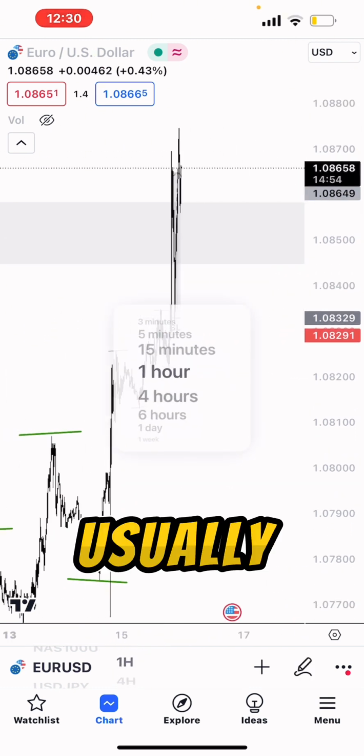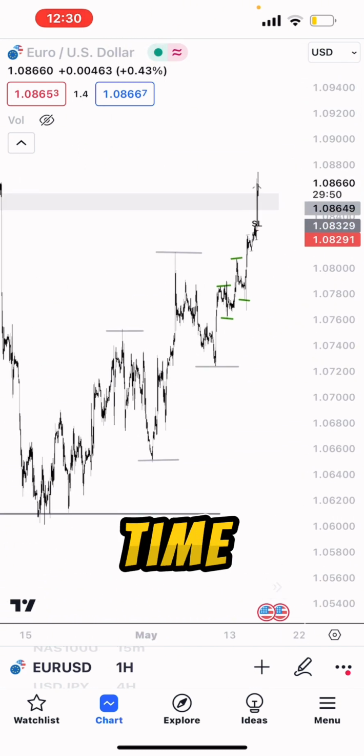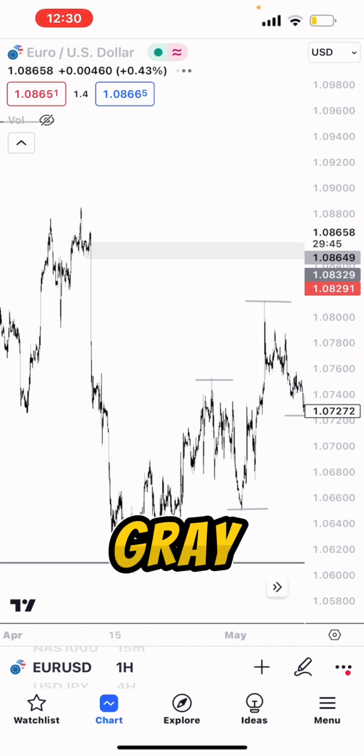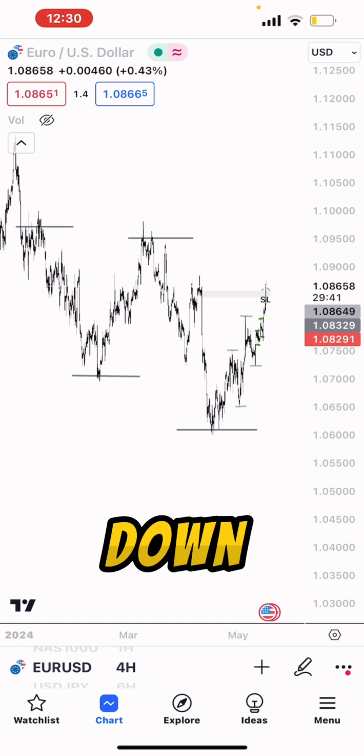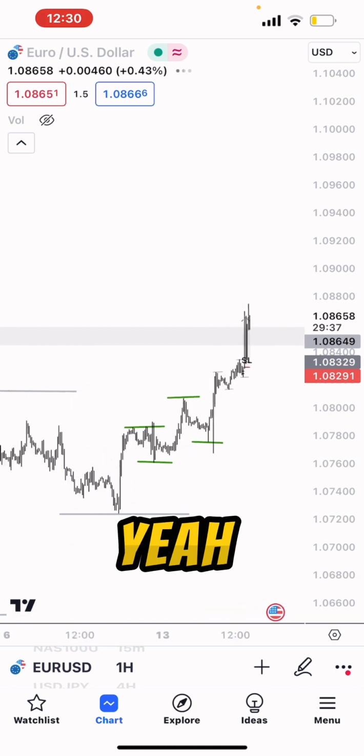So yeah, guys, for EUR/USD, I usually use the 1-hour time frame for structure, and I enter on smaller time frames. You can use higher time frames for big reversals like that gray box. That was on the 4-hour to the daily time frame, because I had a downtrend on there, but we broke the gray box, so that's why I entered the buy. And yeah, guys, that's pretty much it.